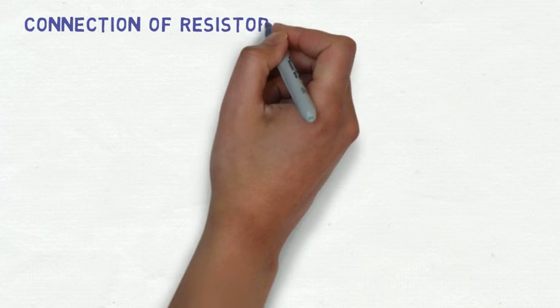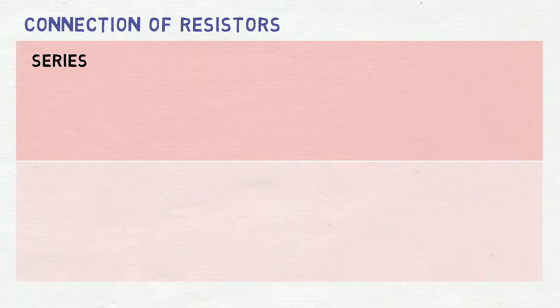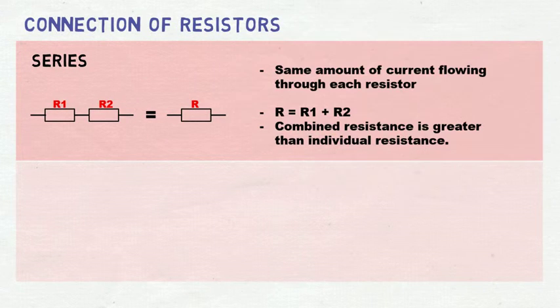Moving on to the connection of resistors, there are 2 ways of connecting a resistor. When 2 resistors are connected in series, there's only one way for the current to flow. Hence, the same amount of current flows through each resistor. To calculate the total resistance of the circuit, simply add up the values of the two resistors. The combined resistance will be greater than the individual resistance.